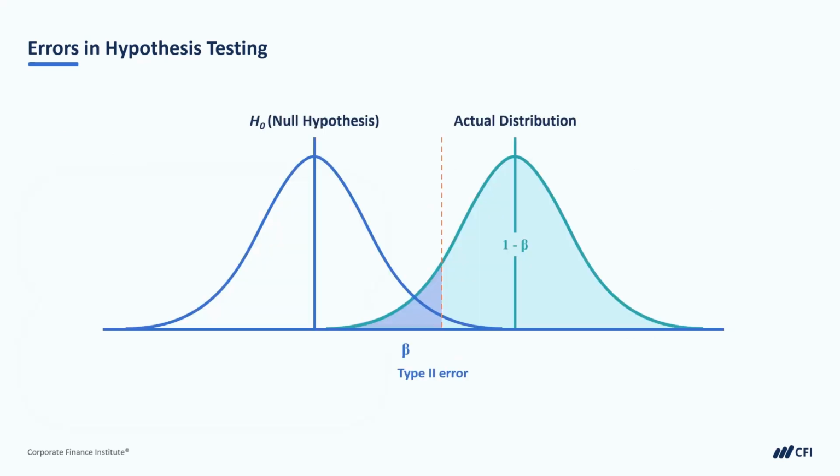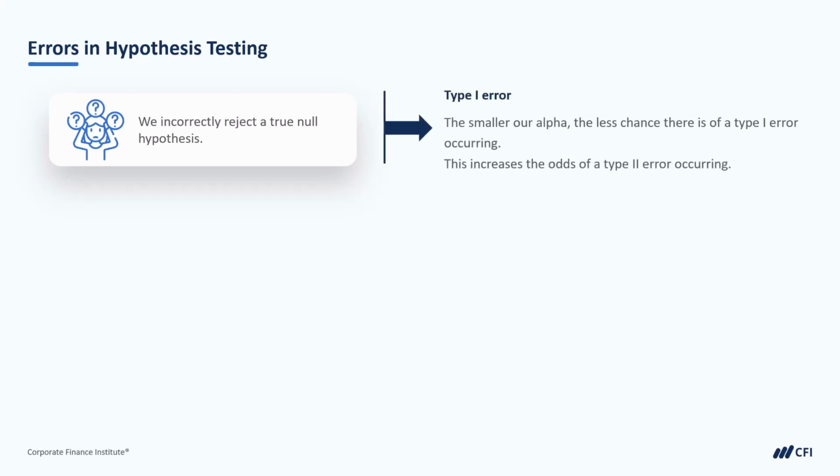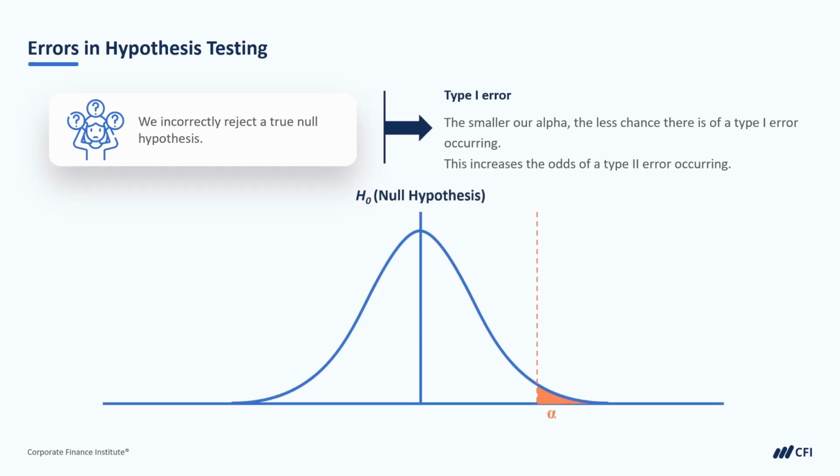To visualize this, let's pretend our samples are different and insert an imagined distribution for our second sample. In this visualization, any sample means drawn from the area highlighted in blue would show up in our test as a type 2 error. A type 1 error occurs when we incorrectly reject a true null hypothesis. The odds of a type 1 error occurring are completely dependent on our alpha. The smaller our alpha, the less chance there is a type 1 error occurring, though this does increase the odds of a type 2 error occurring.